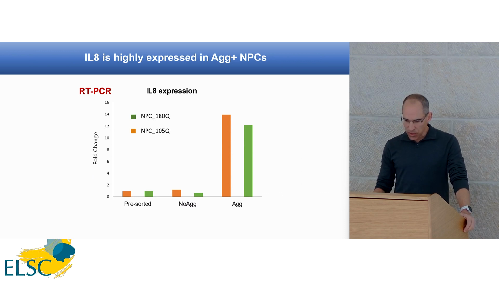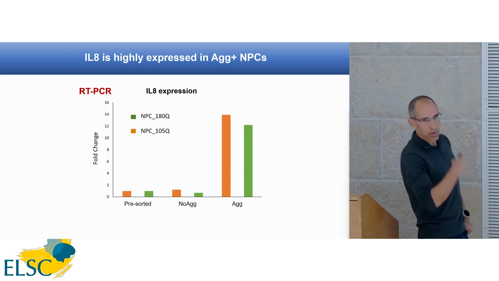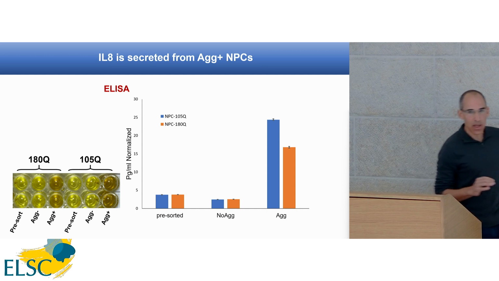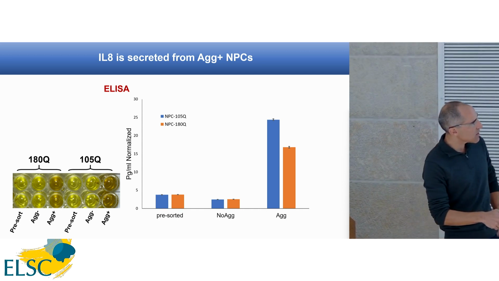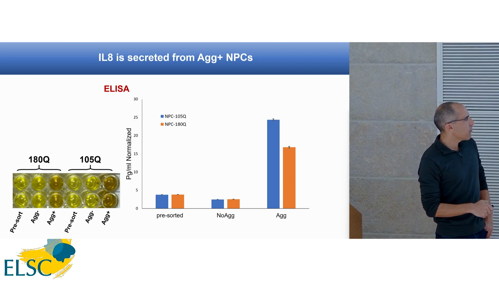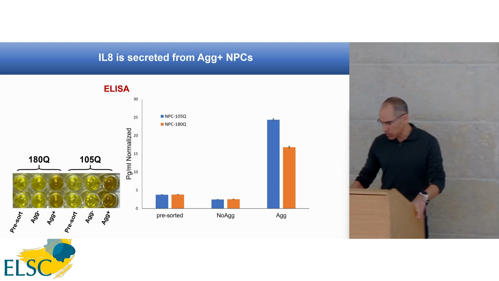And this is just to validate. This is IL-8 expression, one of the genes that we identified. Again, you can see both in the 180 and the 105, we see this increase. And it's a secreted cytokine. Is it really secreted from these cells? The answer is yes. You can see here an ELISA plate, and you can see that they not only express IL-8, but they also secrete it.